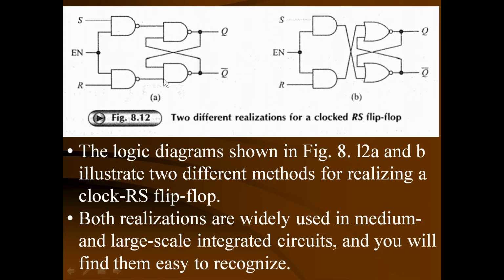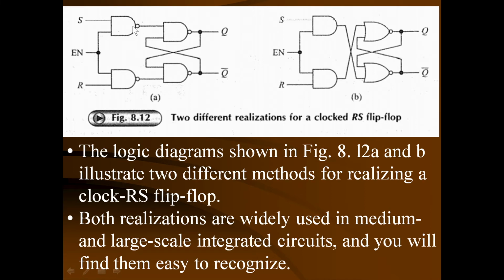These are two different realizations of a clock RS flip-flop using NAND gates as well as NOR gates. You have seen in the NAND gate how the basic RS flip-flop was built. There are two NAND gates here, and the outputs are Q and Q bar. Both outputs are crossed over and given as inputs to the NAND gates. And prior to that, there was a NOT gate.